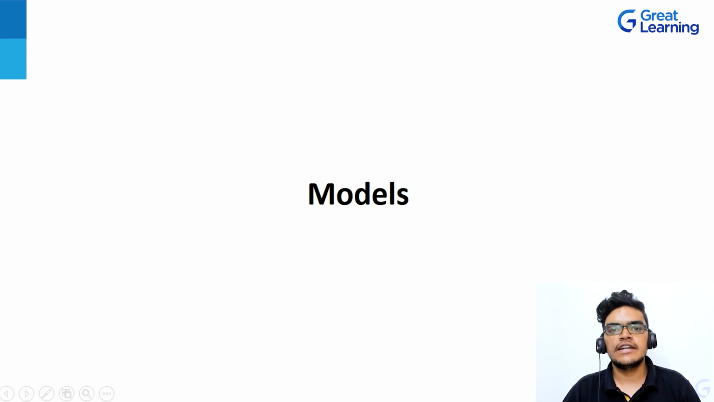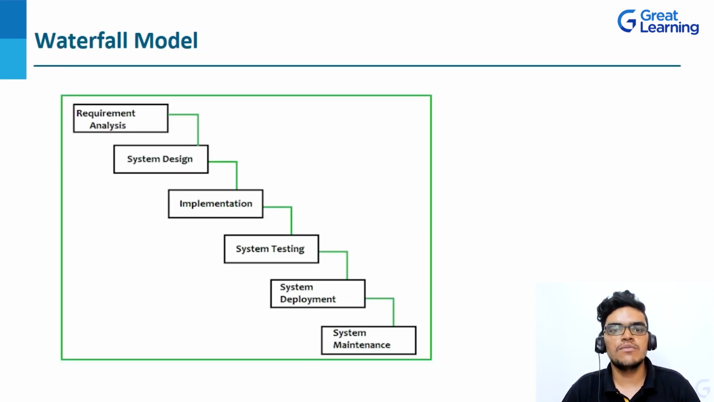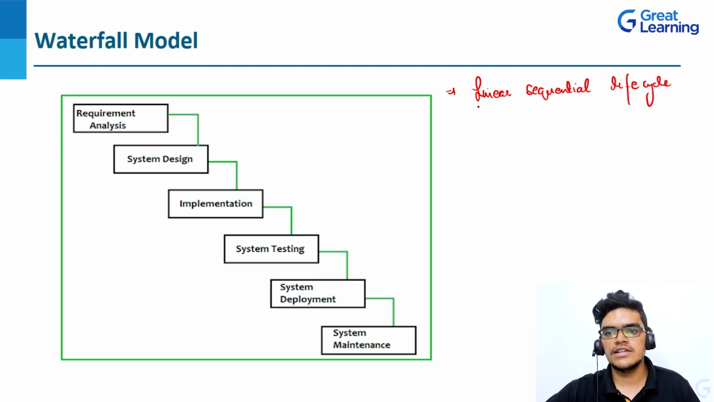So now let's see different types of SDLC models. So the first type of SDLC model we are having here is the waterfall model. So it is a very basic model, and it is also referred to as the linear sequential life cycle. So what do you mean by linear sequential? It means your next phase will start only if the previous phase has been completed.